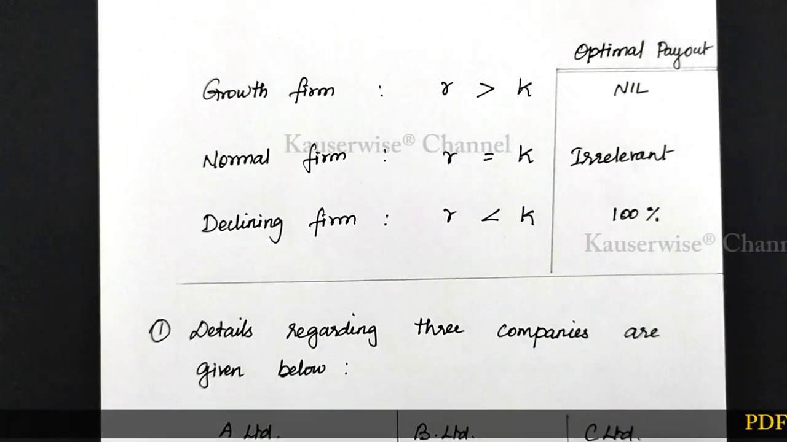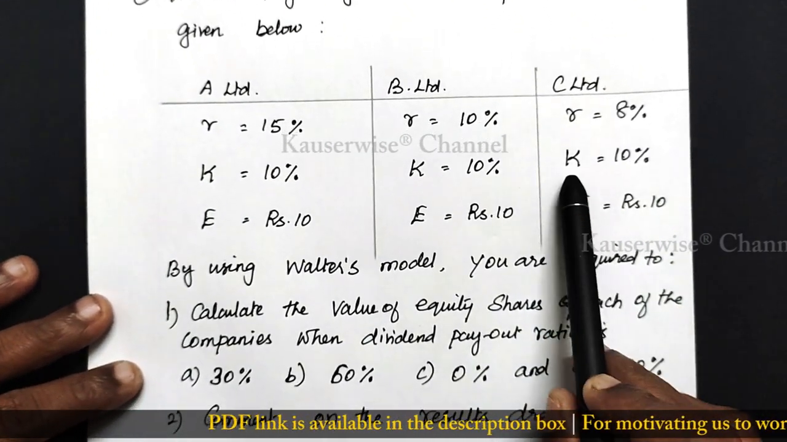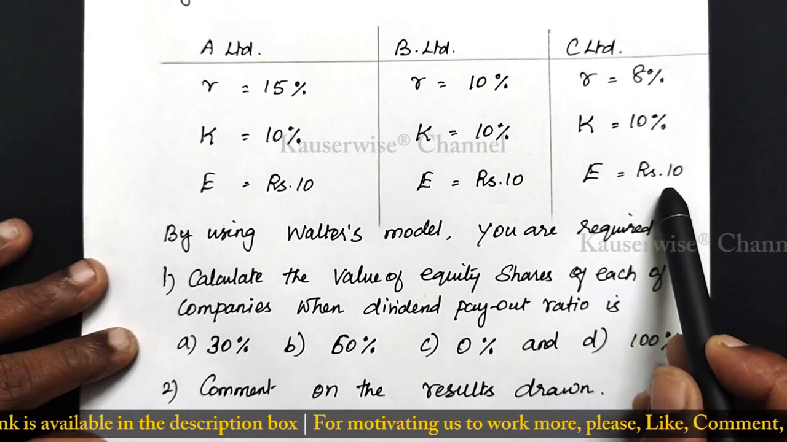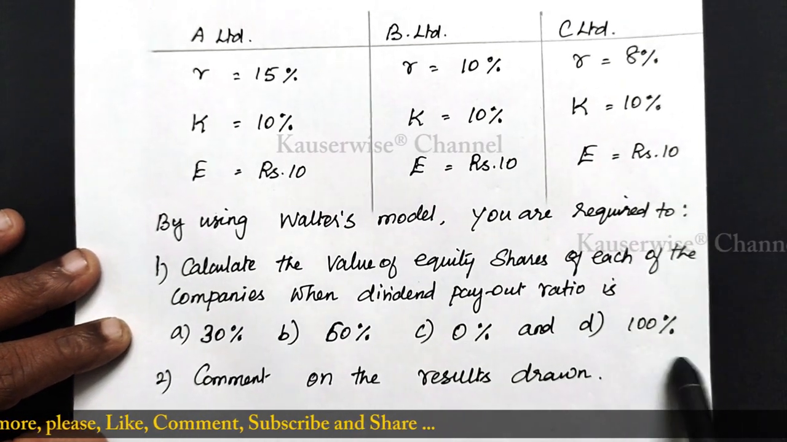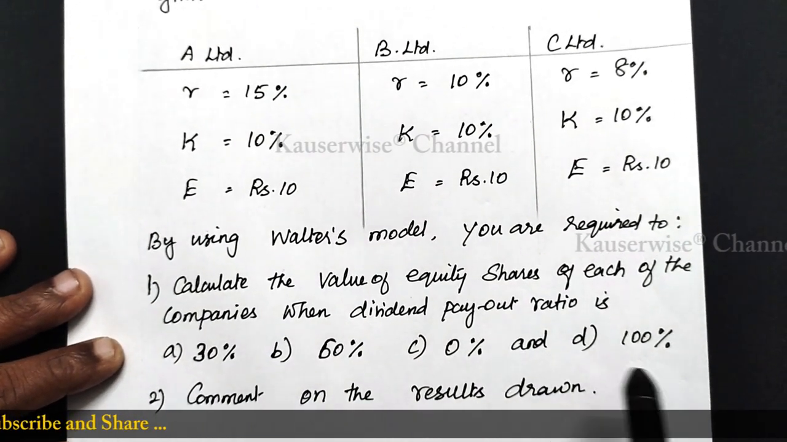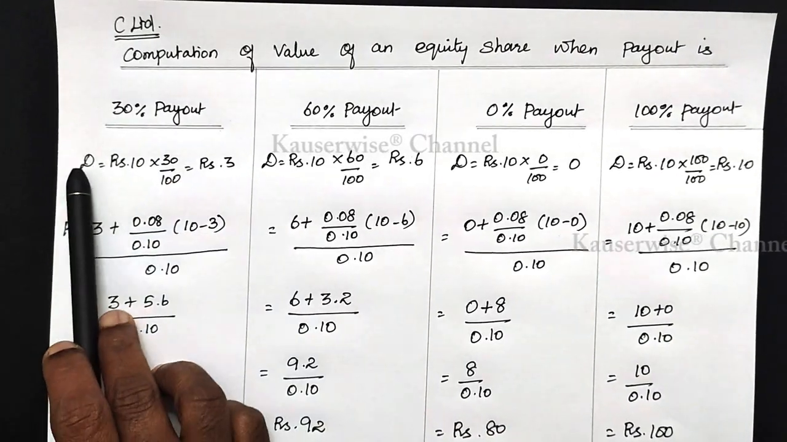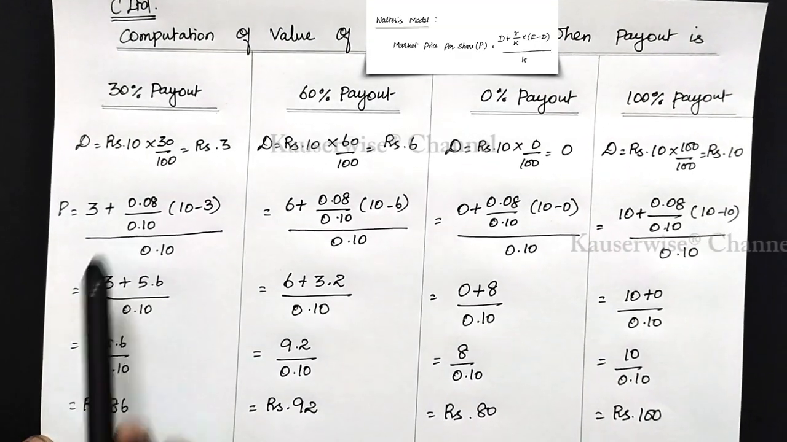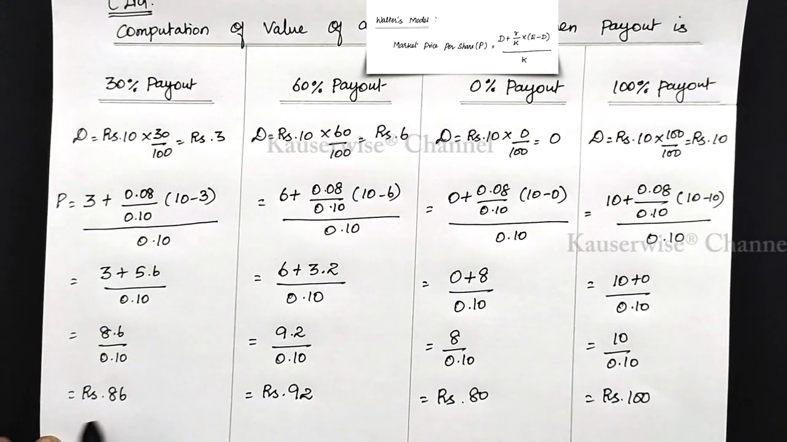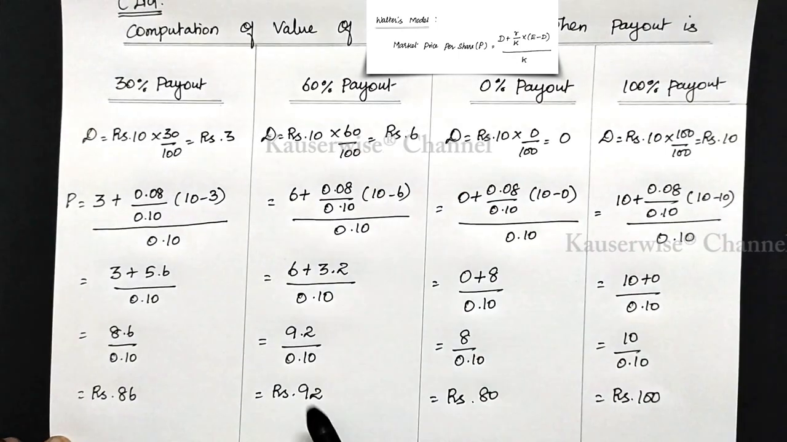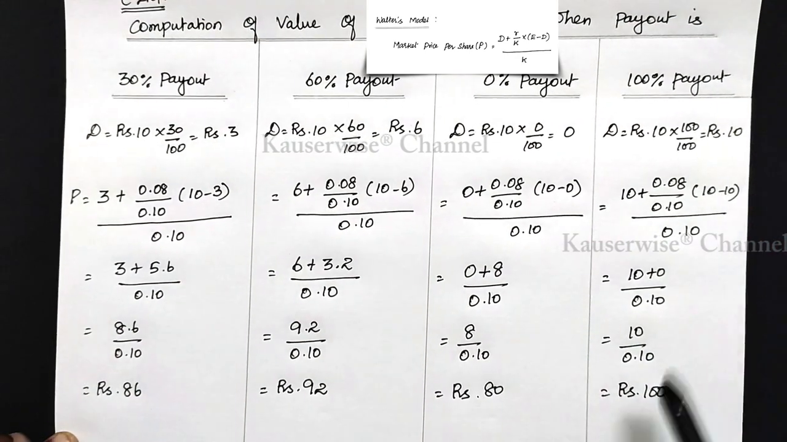Now, let us see the third option, that is C Limited. For C Limited, R is 8%, K is 10%, E is 10 rupees. With this, we are going to calculate value of equity share under 4 different options: 30, 60, 0 and 100. Now, see the solution for C Limited. First, we need to find out D and then substitute the formula to find out the market value per share. For 30% payout, the market value per share is 86 rupees. For 60% payout, 92 rupees. For 0% payout, 80 rupees. For 100% payout, 100 rupees.